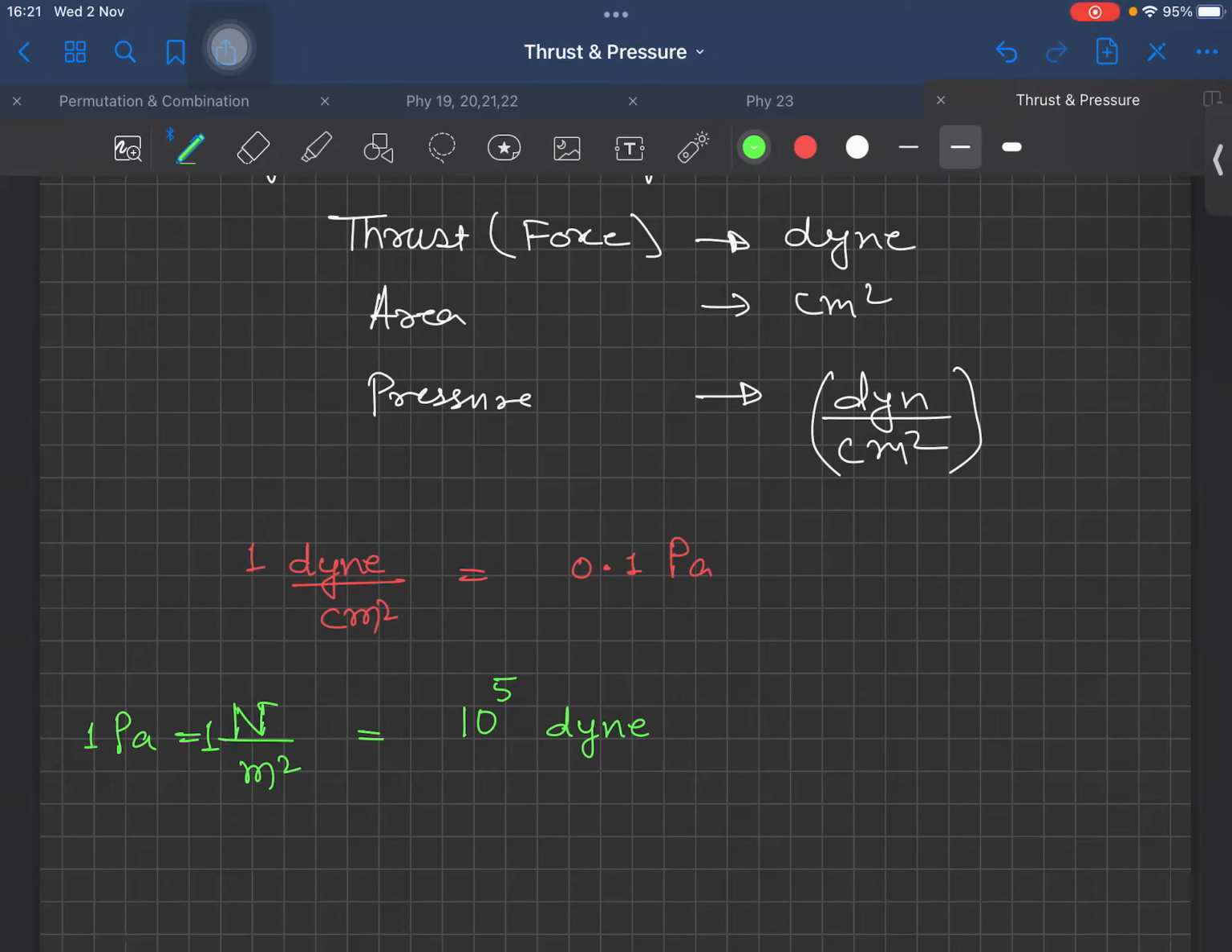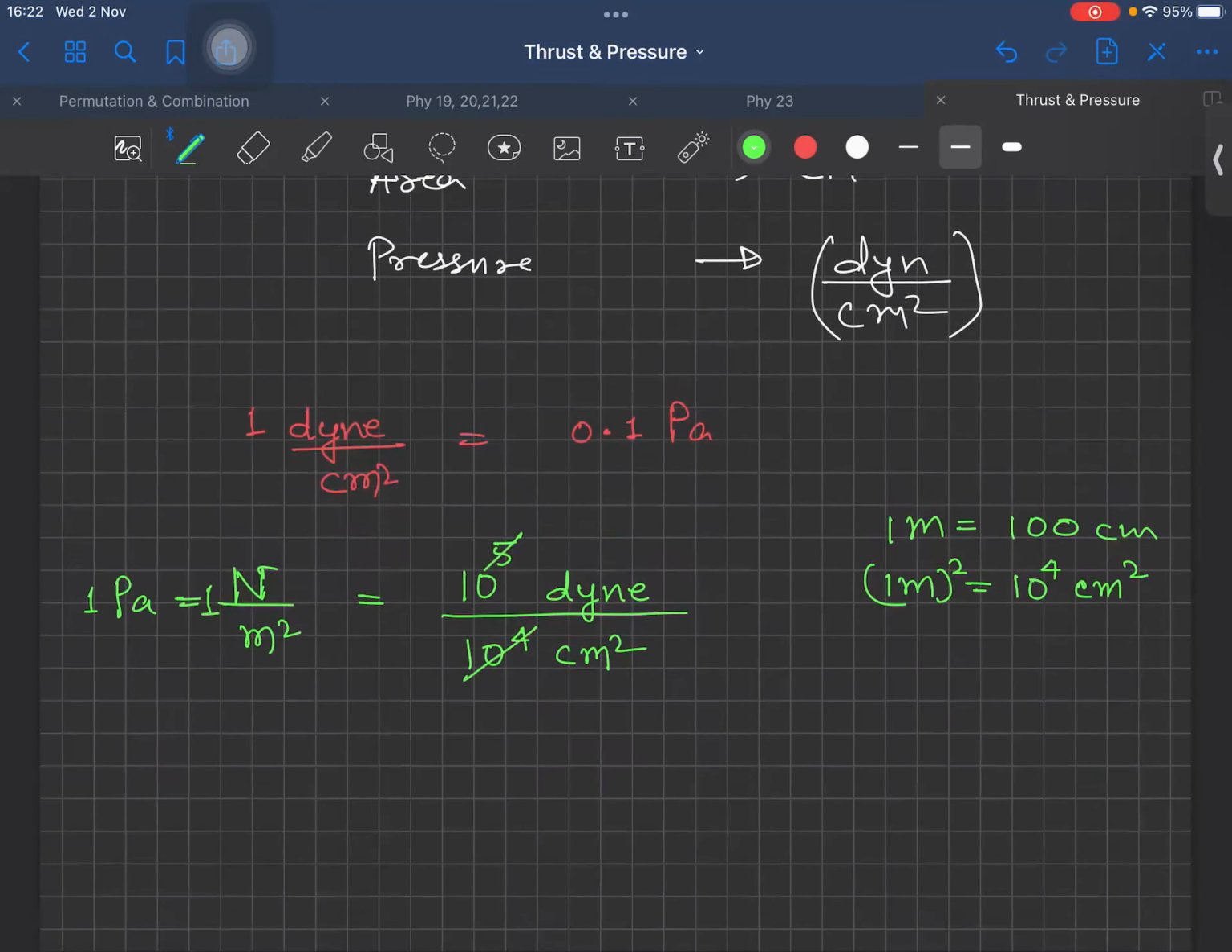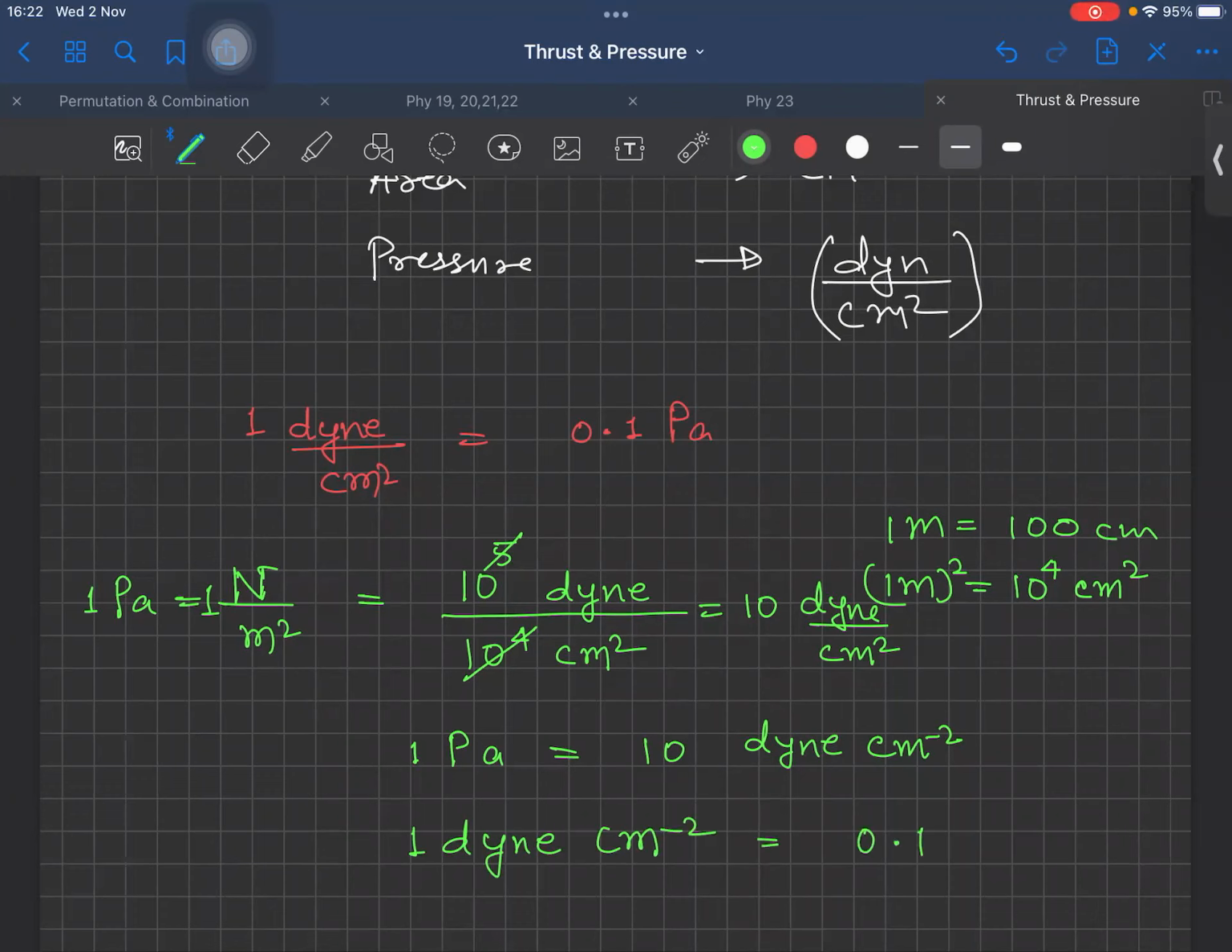And in 1 meter square, how many centimeter square will be there? See, in 1 meter, you have 100 centimeter, right? So 10 to the power of 4 centimeter square, isn't it? So 10 to the power of 4, you can cancel out this. So this will be equal to 10 dyne per centimeter square, right? So 1 Pascal is equal to 10 dyne per centimeter square. So if you do the cross multiplication, 1 dyne per centimeter square will be equal to 0.1 Pascal.